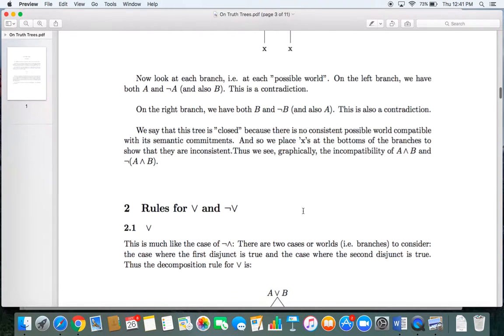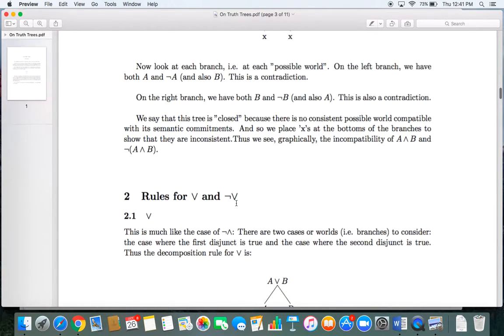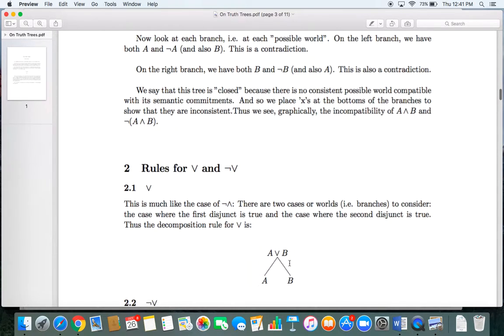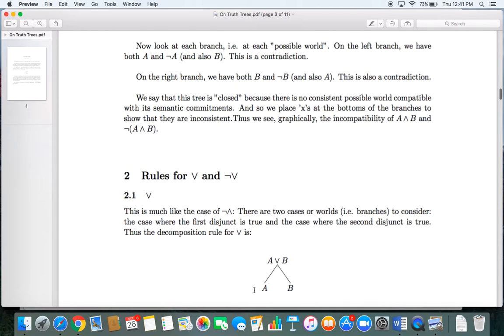The rules for or are sort of mirror images of the rules for and. So if we have an ordinary disjunction, then of the two disjuncts A and B, we know that one of them has to be true, but we don't know which. So we write it in this branching way again. A on one side and B on the other.